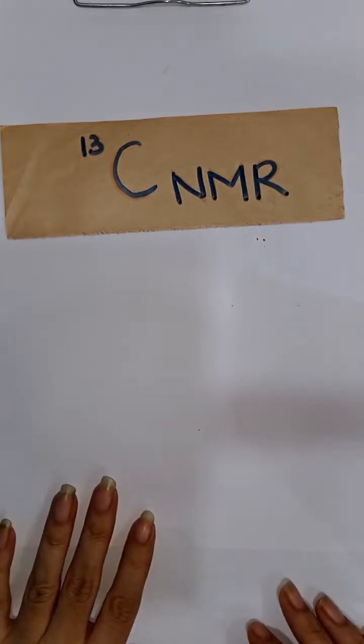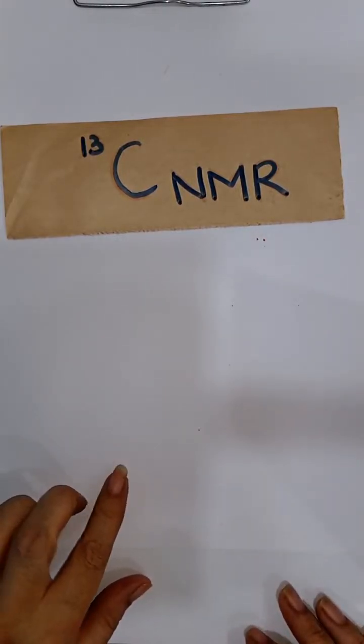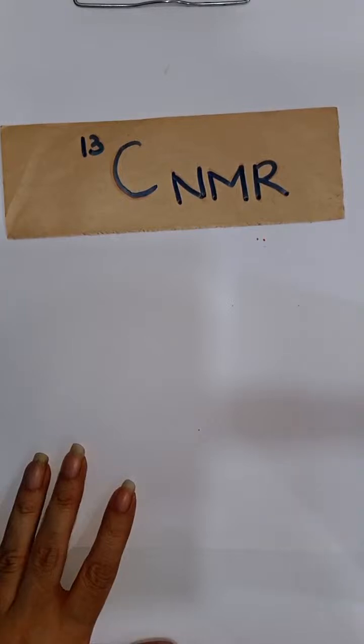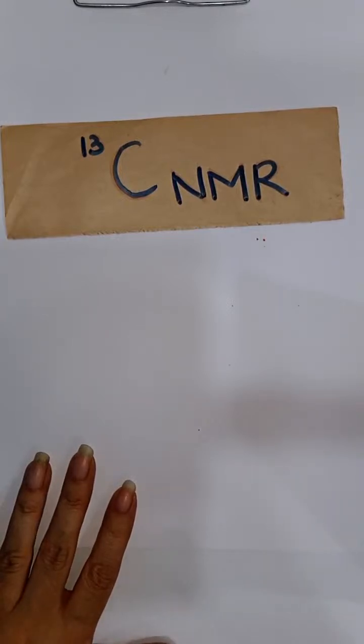In this session, my topic is C13NMR. Last class I have already taught what C13NMR is. That is, we are studying nuclear magnetic resonance of the carbon-13 isotope. Its abundance is around 1.1%. Even though its abundance is around 1.1%, it is magnetically active since it has a nuclear spin of 1/2.